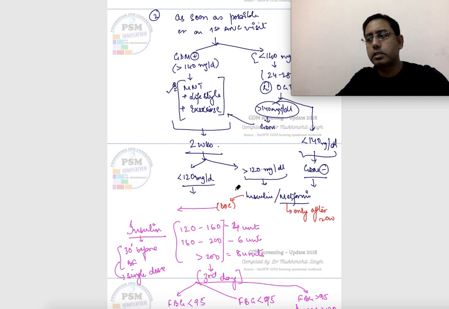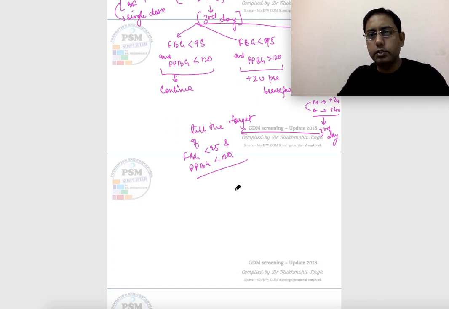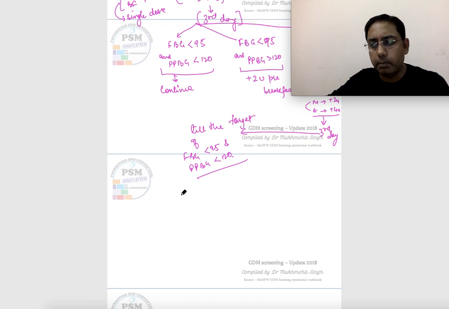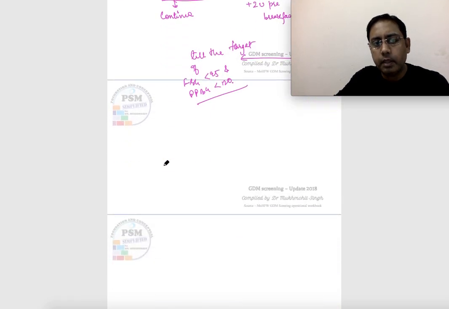So that is the GDM update on how to start insulin, how to give insulin, and what are the things that we need to take care of in insulin therapy. Please remember there's another important update, one was regarding the GDM criteria. Another important update that I would like to share with you right now is the caseload.